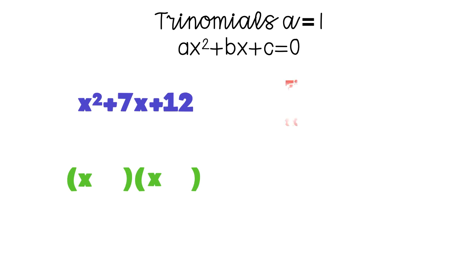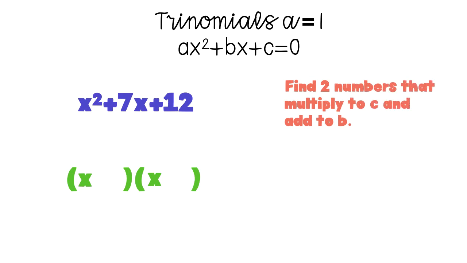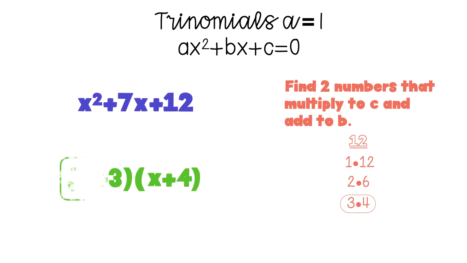Now our goal is to find two numbers that multiply to your c term and add to the b term. So I need numbers that multiply to 12 and add to 7. So let's look at 12. I know 1 times 12, 2 times 6, and 3 times 4 are all factors of 12. Which one of those options will give me 7? Well, 3 times 4 will. Positive 3 and positive 4 multiply to 12, but add to 7. This is your factored answer.